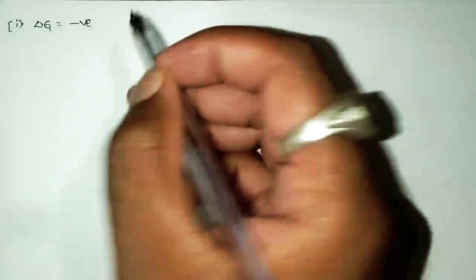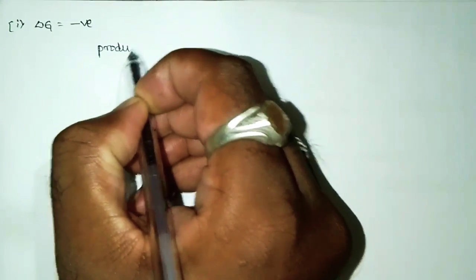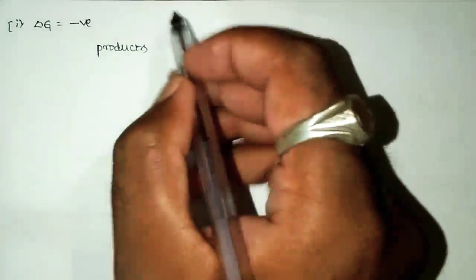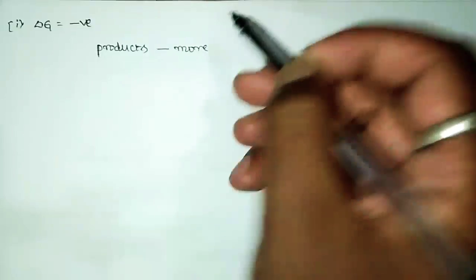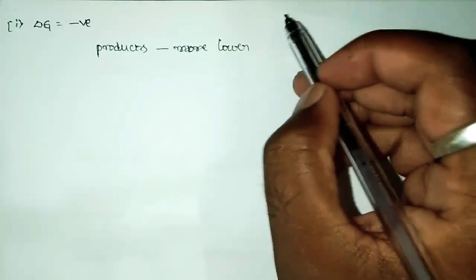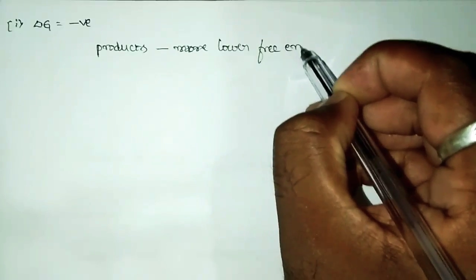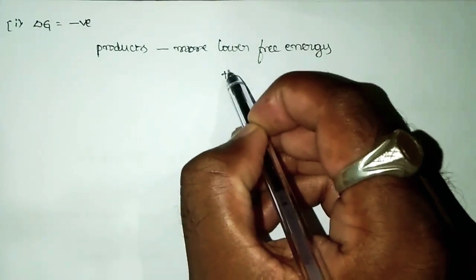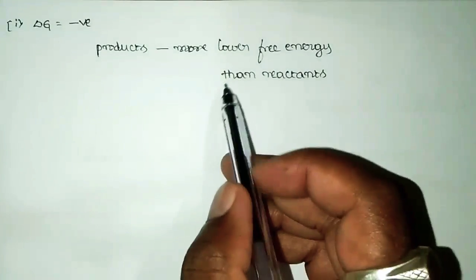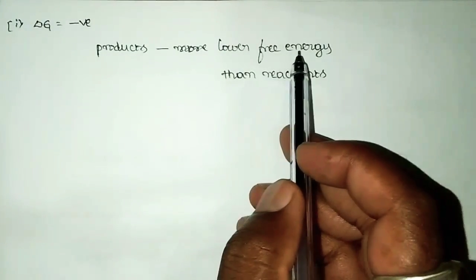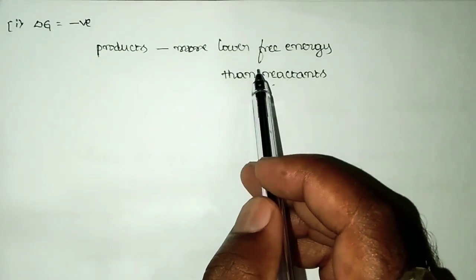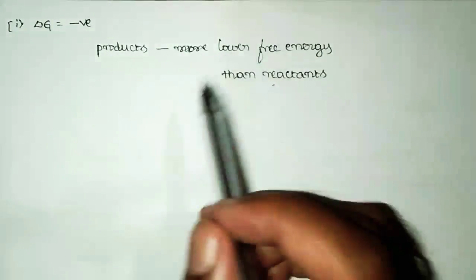If delta G is negative, that indicates the products have lower free energy compared to the reactants. The products have lower free energy than reactants. So when the energy of the products is less than that of the reactants, there is no possibility of conversion of products back into reactants. The only possibility is that reactants can convert into products. So the reaction will be favored in the forward direction.